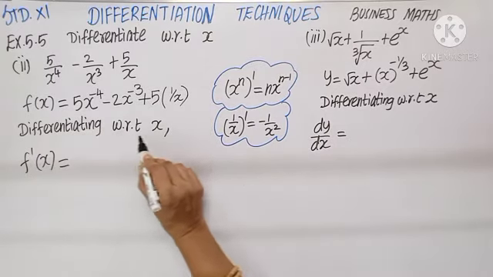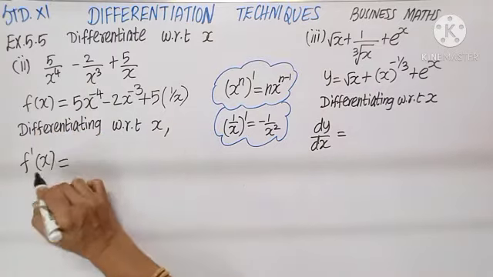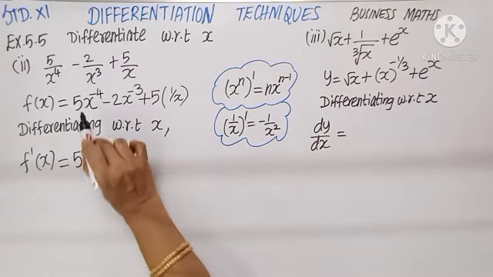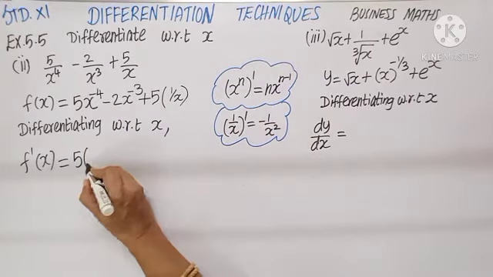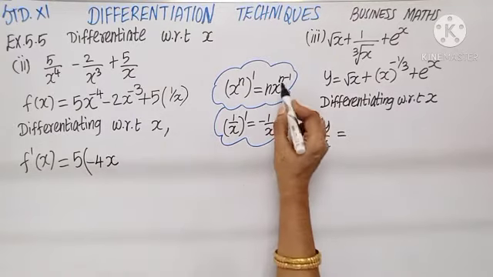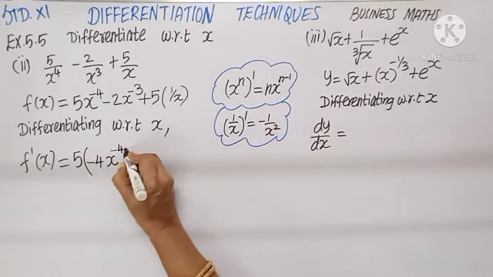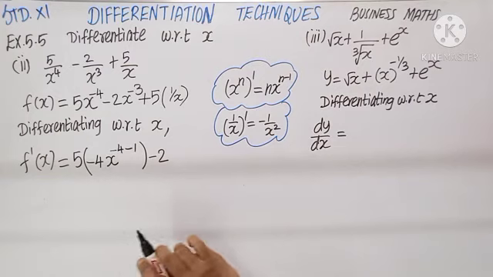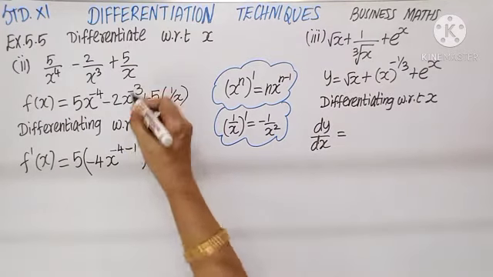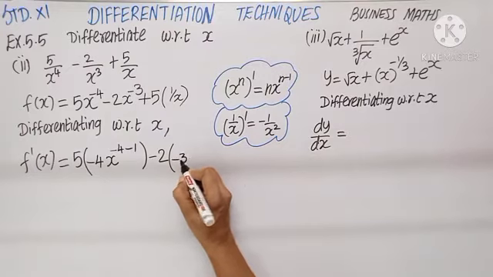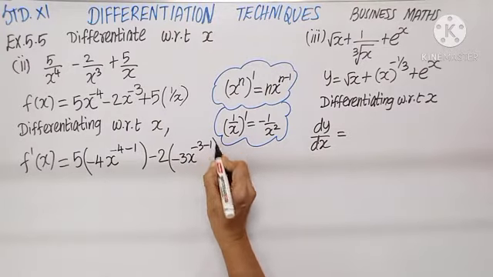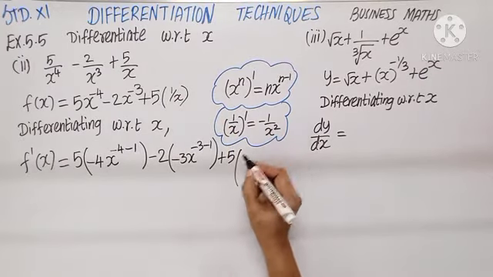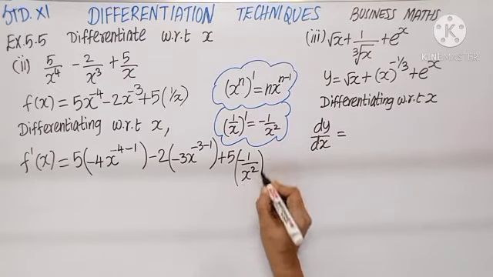We write, differentiating with respect to x, f of x becomes f dash of x, that is 5 into x power minus 4. Apply the formula: minus 4 x power n minus 1, minus 4 minus 1. Keep the coefficients as they are. Minus 2 into x power minus 3, apply the formula: minus 3 x power minus 3 minus 1, plus 5 into 1 by x. Let me remember the formula, minus 1 by x square.